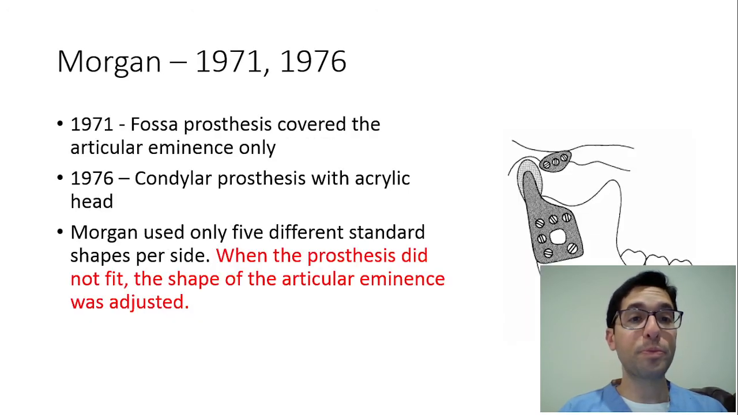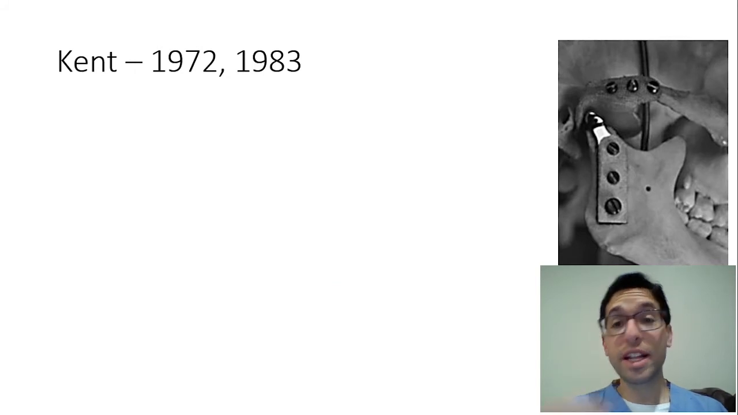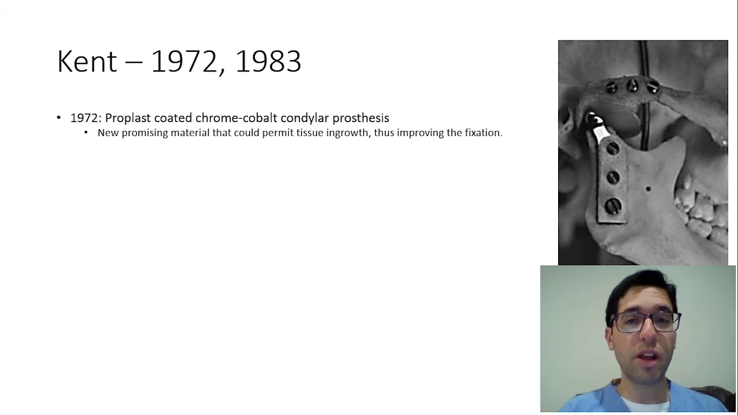Okay, some other designs, we're going to go through these more quickly. Over time, people kept trying to come up with ways to make it fit better, and they came up with various different stock sizes, and intra-op you can choose which stock fit best the patient. Then you get to the infamous Kent prosthesis. This was a total disaster. You guys have probably heard about this.